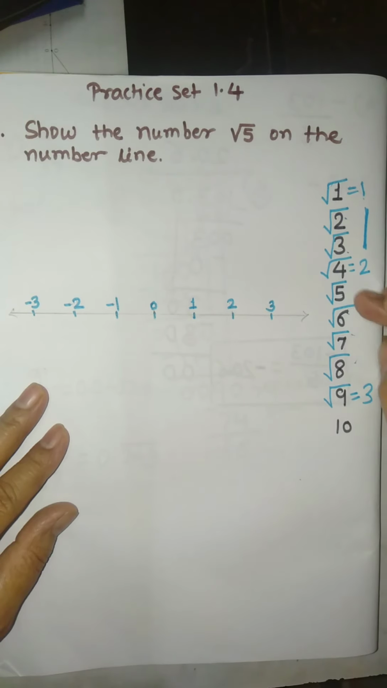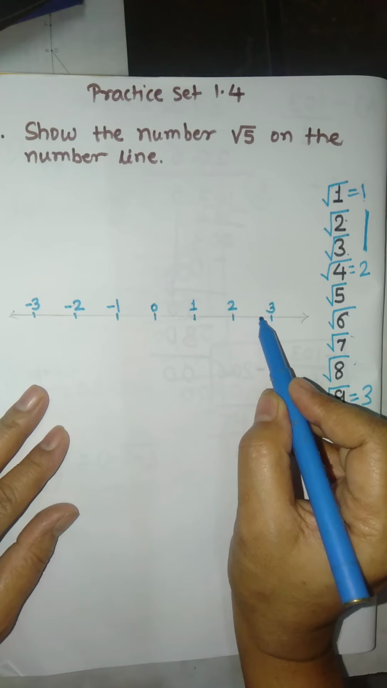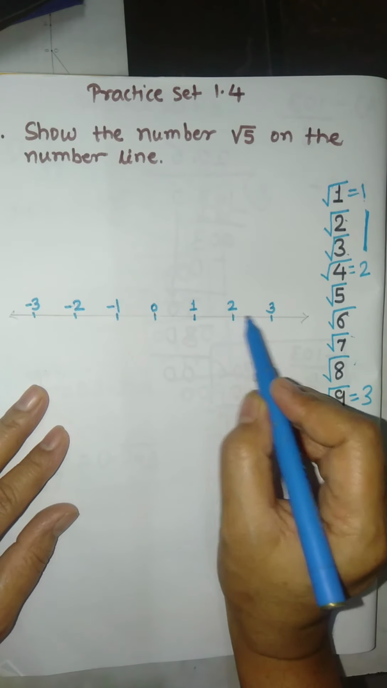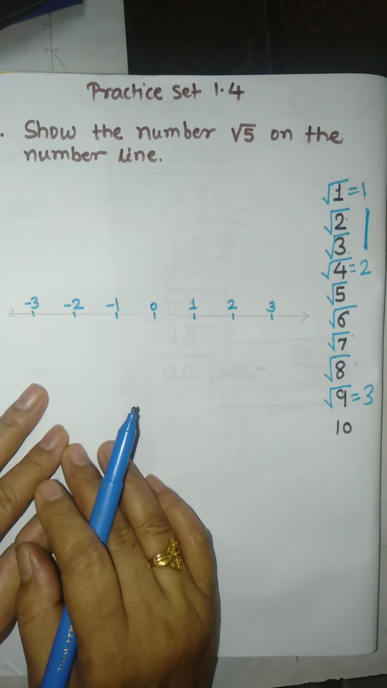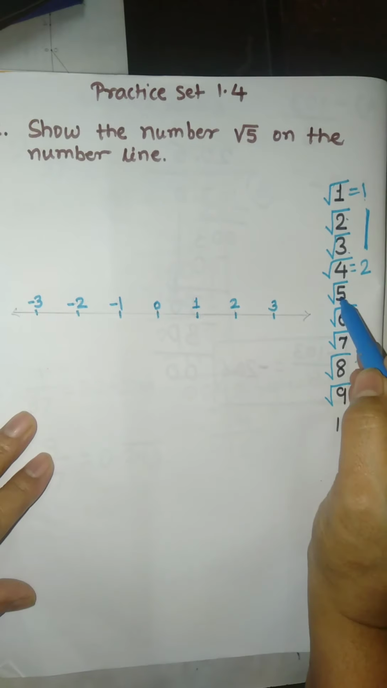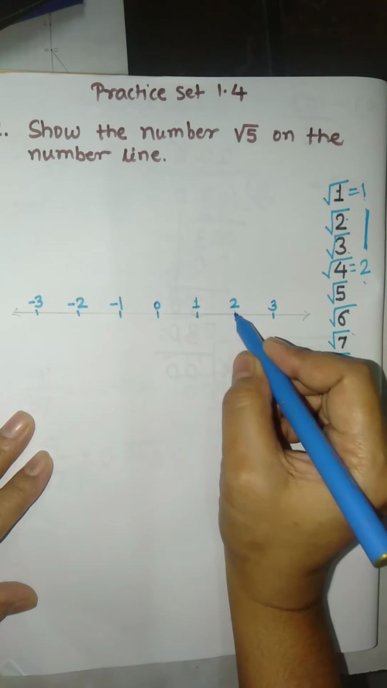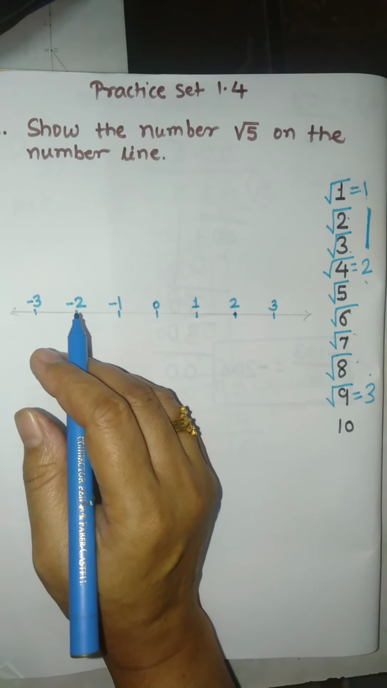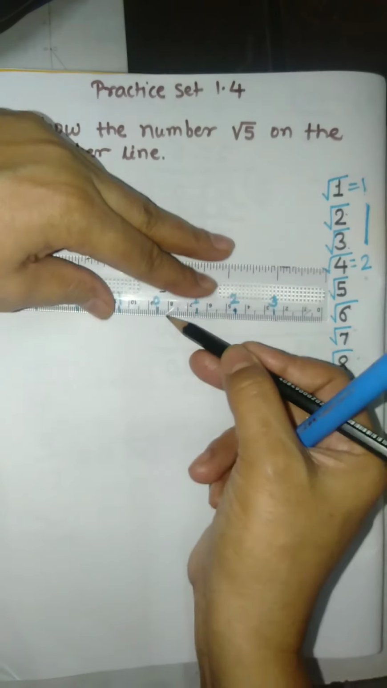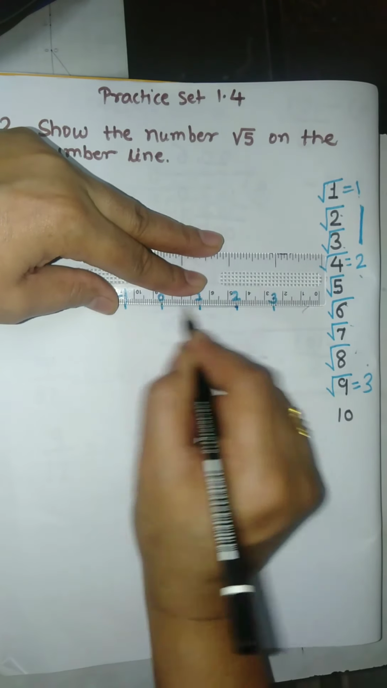Please all the students, please clear this understanding. Means root 5, root 6 and root 7, root 8 come between the numbers 2 and 3 on the number line. Understood? So root 5 comes between 2 and 3, so therefore we take here the baseline up to 0 to 2. Baseline is up to 0 to 2.